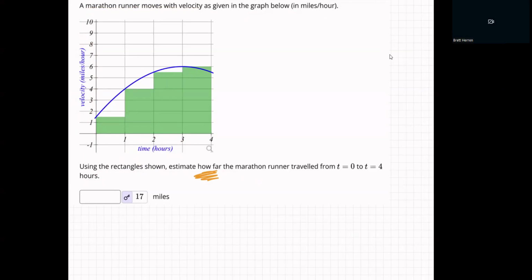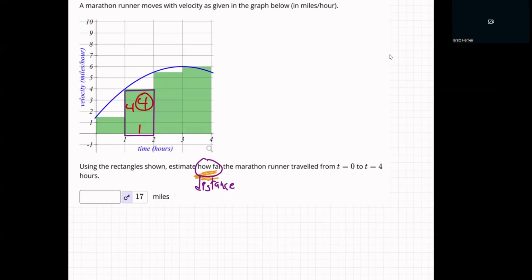Well, do you realize the rectangles will be how far, which is distance, right? How far somebody runs, that's distance. Why? Well, because when you find the area of a rectangle, say I do this rectangle right here. It's 1 wide. And how tall is it? 4. 1 by 4. So the area of this rectangle is 4.